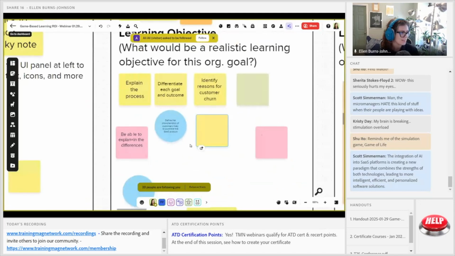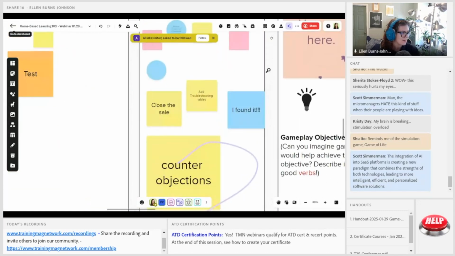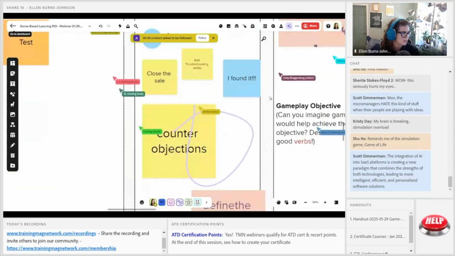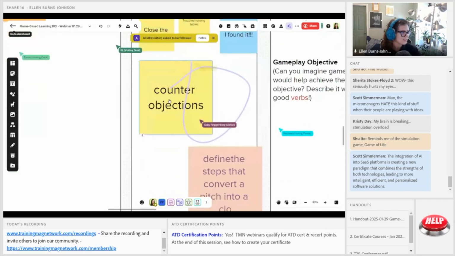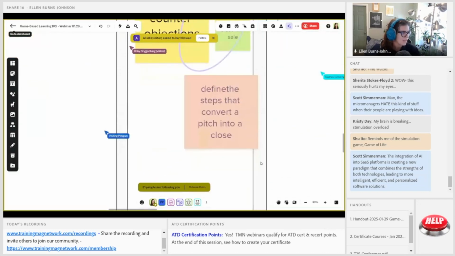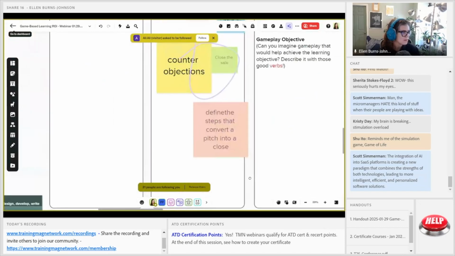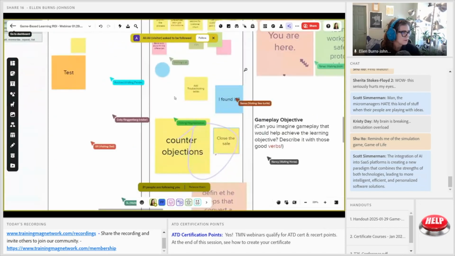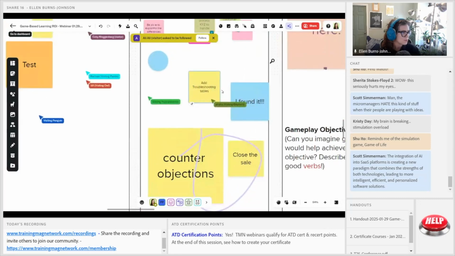I'm going to zoom out a little bit. I found it. I'm very glad. I'm not sure what it was, but you found it. Counter objections, really, really good one. Okay. Add troubleshooting tables. Okay, this is good.